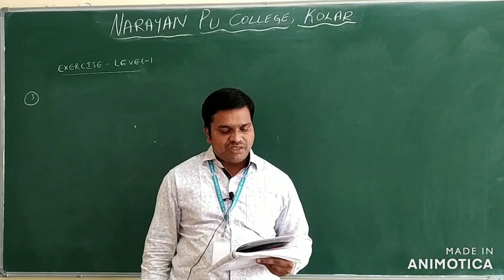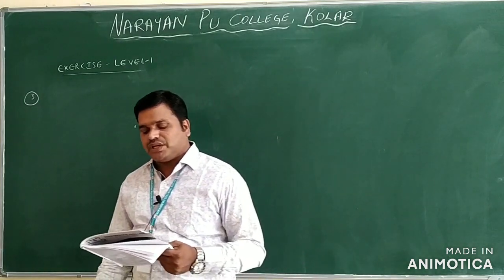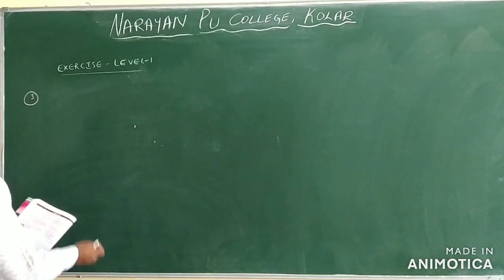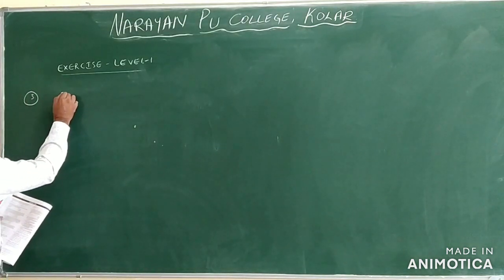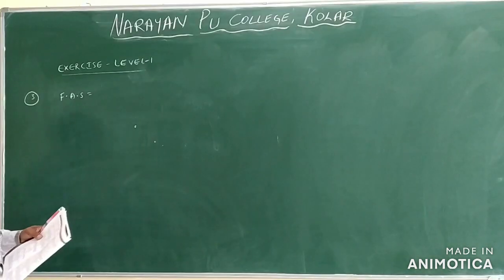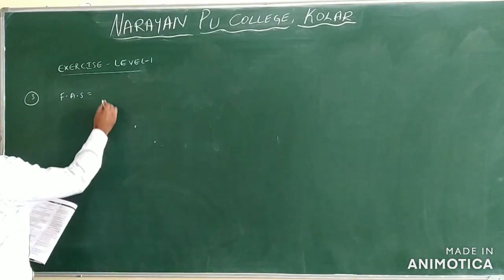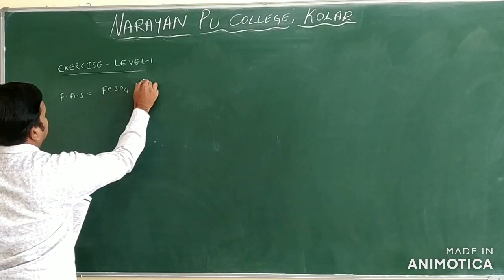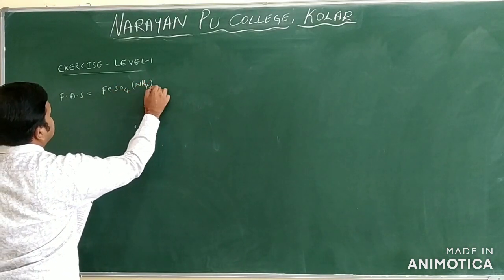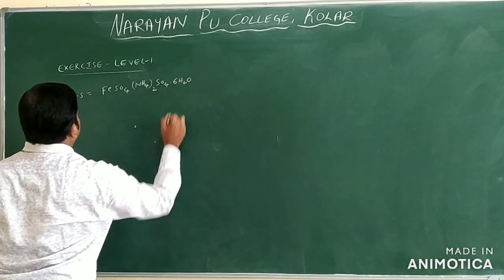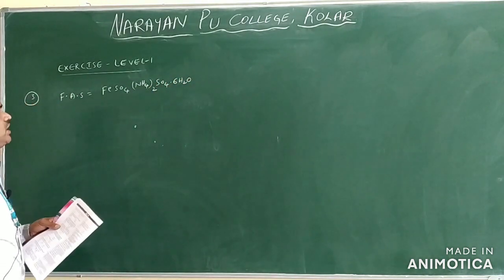So what is the question given here? Ferrous ammonium sulfate crystals were dissolved in how many ml? 100 ml of water only. Let us see what the formula of ferrous ammonium sulfate is. Simply I am writing here FAS. What is the full form of FAS? Ferrous ammonium sulfate. What is the formula here? FeSO4, (NH4)2SO4, 6H2O only. This is the formula of FAS only.